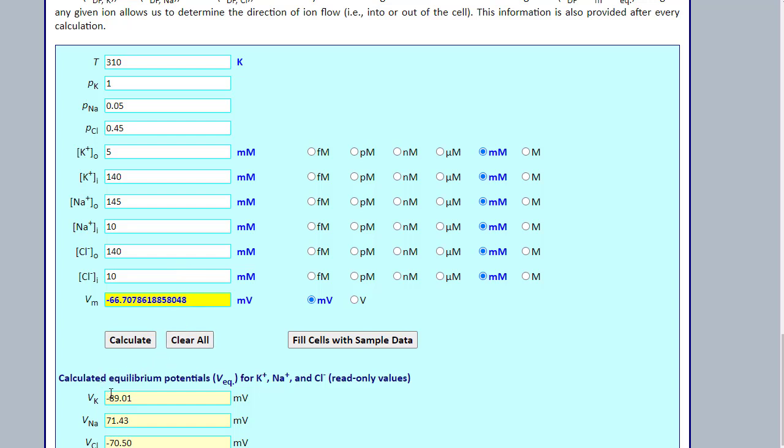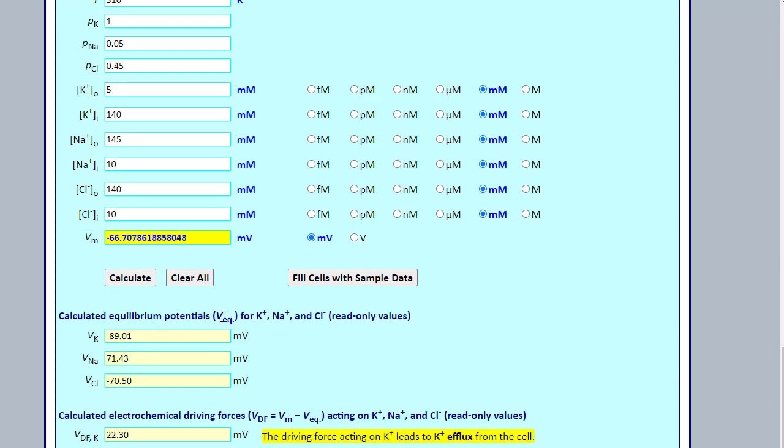Now, it also, right here below, calculates the equilibrium potentials for potassium, sodium, Cl-, and this is just the equilibrium potential for single ions. You can see that potassium's equilibrium potential is minus 89.01. This is the equation that you guys have been using, the Nernst equation that we just talked about. Sodium's is 71.43. And Cl- is minus 70.5, which is really close to the resting potential of the cell.